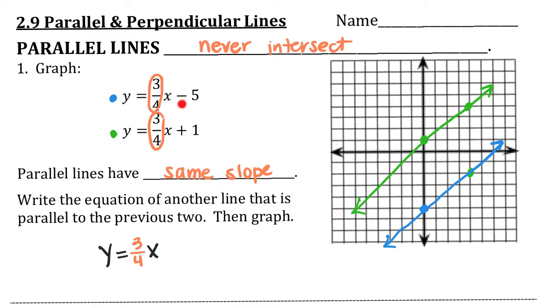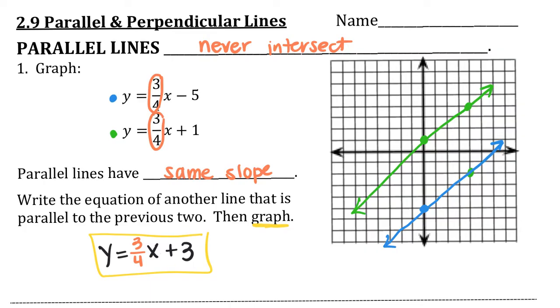Now the y-intercept doesn't affect whether they're parallel. So this one has a -5, this has a +1. I'm just going to put a different number. How about +3? Okay, because it has the same slope, it should be parallel. But now let's graph it to make sure.